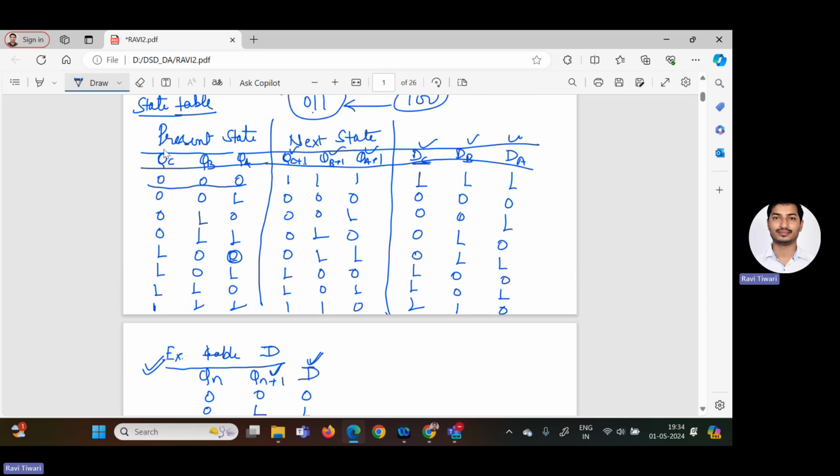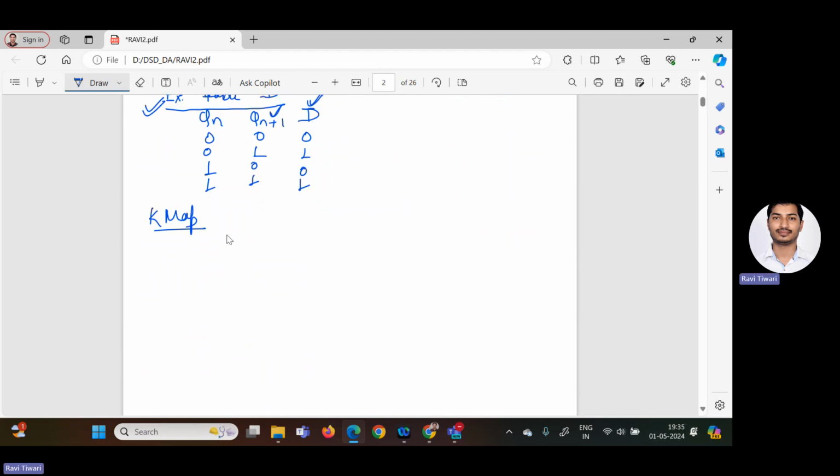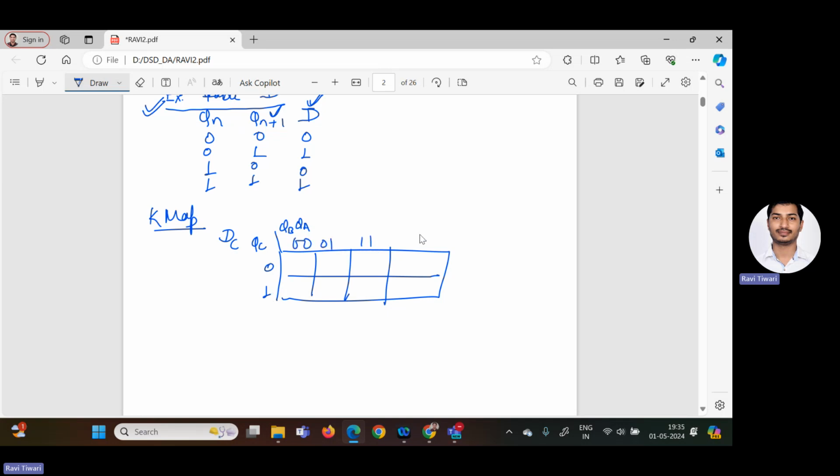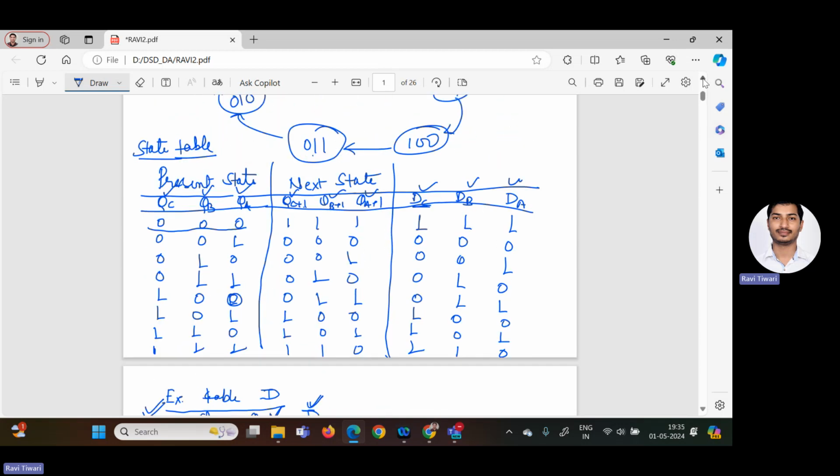Here we have present state as QC, QB, and QA. So we require a 3-bit K map for finding the value of DC. So I am drawing the DC here with 3 variables. Here I am considering QC, and here QB and QA. This is 0 1, this is 0 0, this is 0 1 1 1 and 1 0, because it's following the gray code. Now wherever your DC was 1, you fill it here.